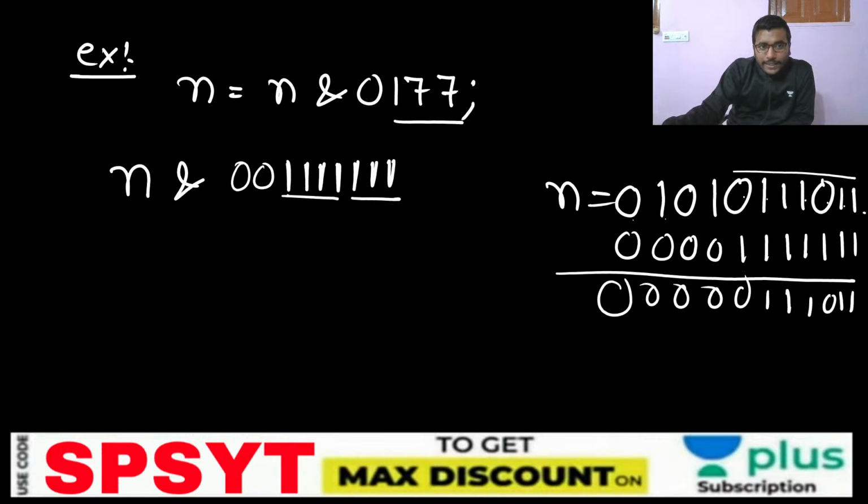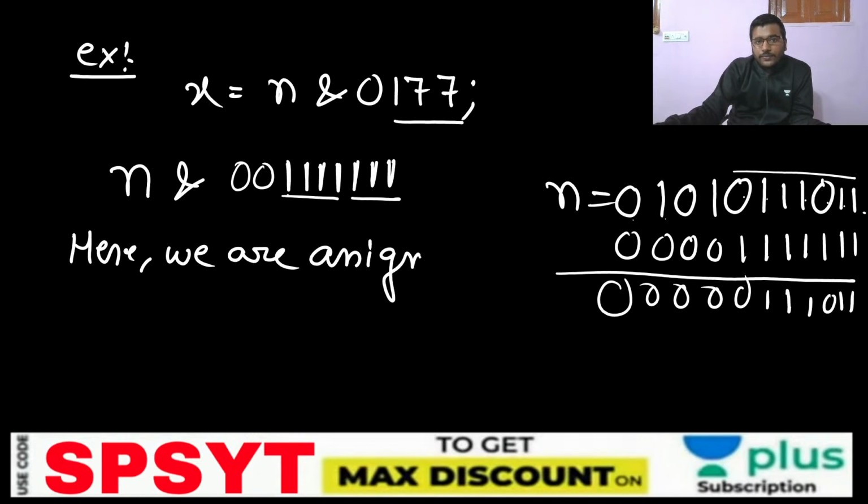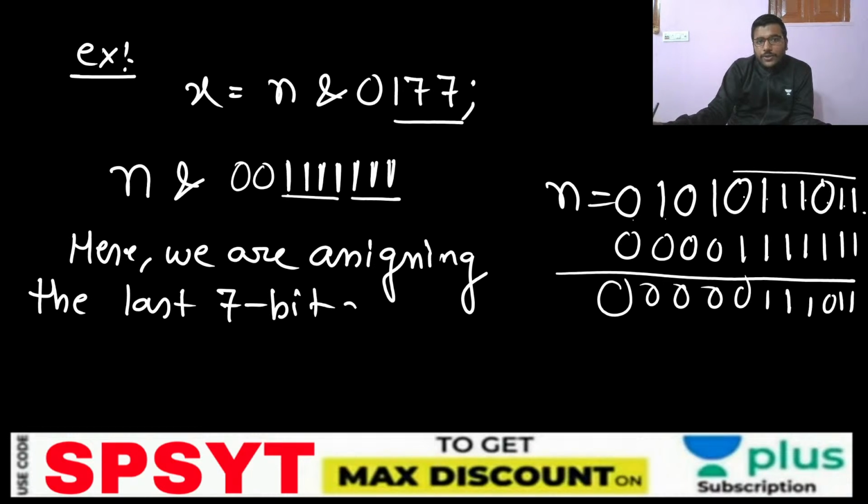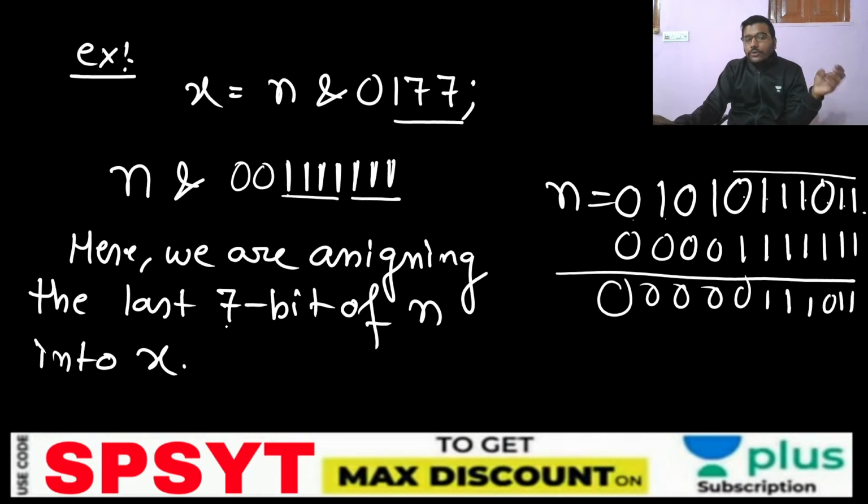So what it is doing in n, we are setting the 7 bit of n to x. It will be easier if I change it to x. Here we are setting 0 to all, but here we are assigning the last 7 bits of n into x. This is the use of the bit operator. When you do coding, you can use that. Okay, so bitwise AND we have seen.